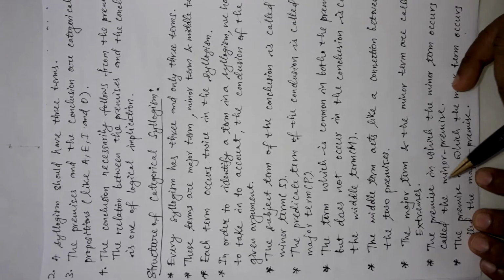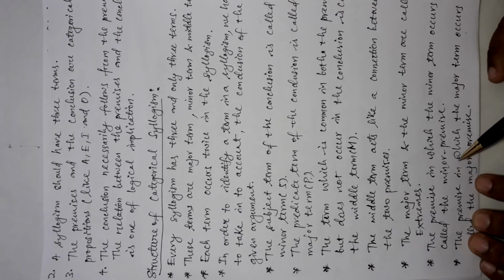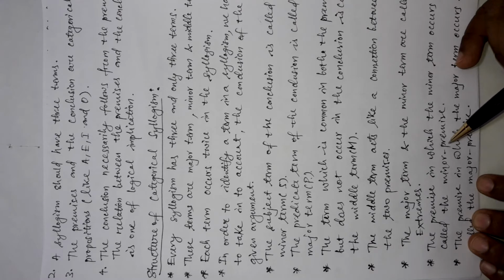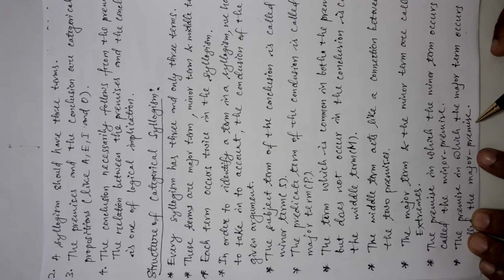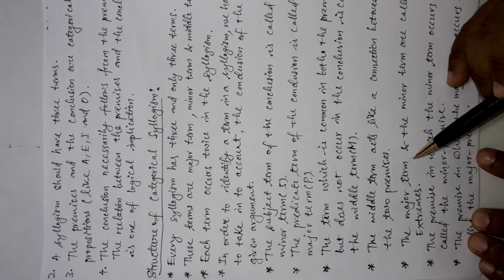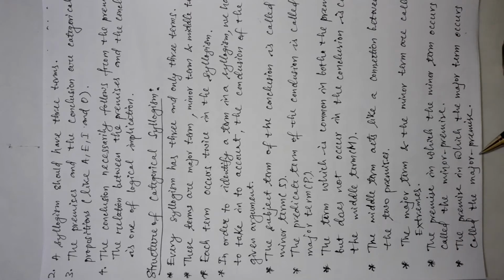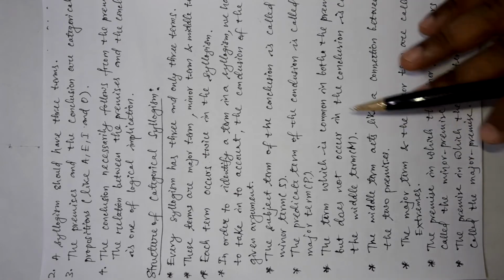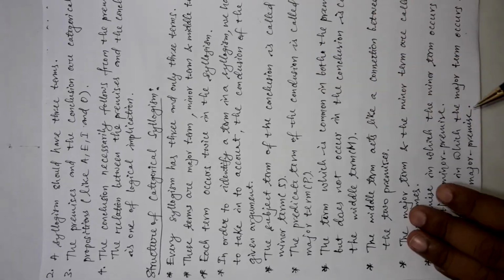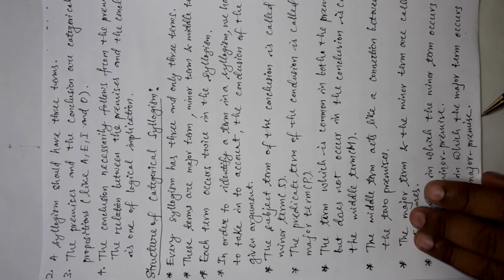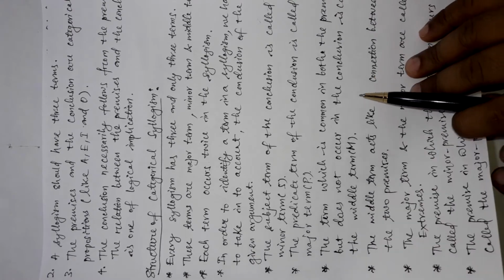So, whichever premise contains the subject part of the conclusion is called the minor premise, and whichever premise contains the predicate part of the conclusion is called the major premise. So, in simple language, a premise which contains the minor term of the syllogism is called the minor premise, and a premise which contains the major term of the syllogism is called the major premise.